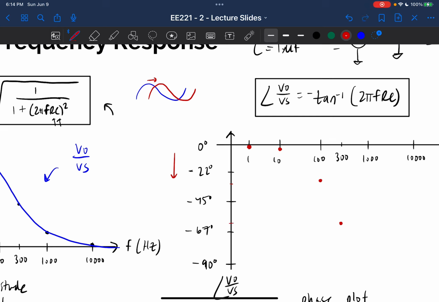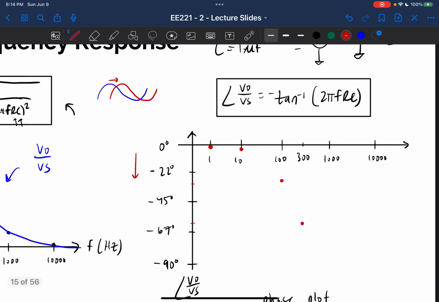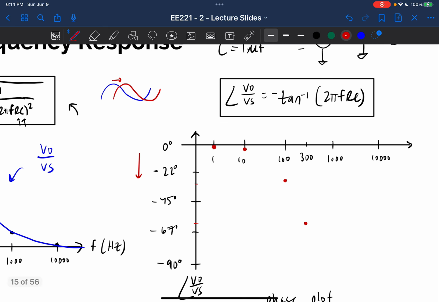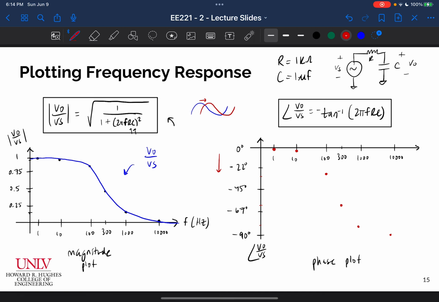Okay. And then at 1,000, I'm at negative 80 degrees, so maybe somewhere here. And then at 10,000, I'm at negative 89, which is basically really close to negative 90. So that would look just like that. And so now if I were to go ahead and plot, I guess I should have done those in black like I did for the other one, but it doesn't really matter.